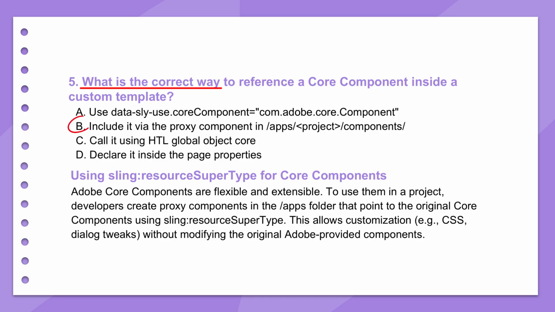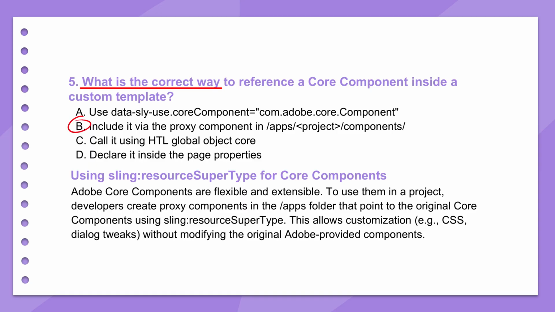And the beauty is you can then customize your proxy component. You can change its dialogue for authors, apply your project's specific CSS, maybe even slightly extend its logic, all without ever touching the original core component code in libs. So you keep your customization separate. That sounds much better for upgrades. Precisely. Upgrades become much, much smoother because your stuff is so separate. It's like getting your own tailored version, but still built on that solid core component foundation.